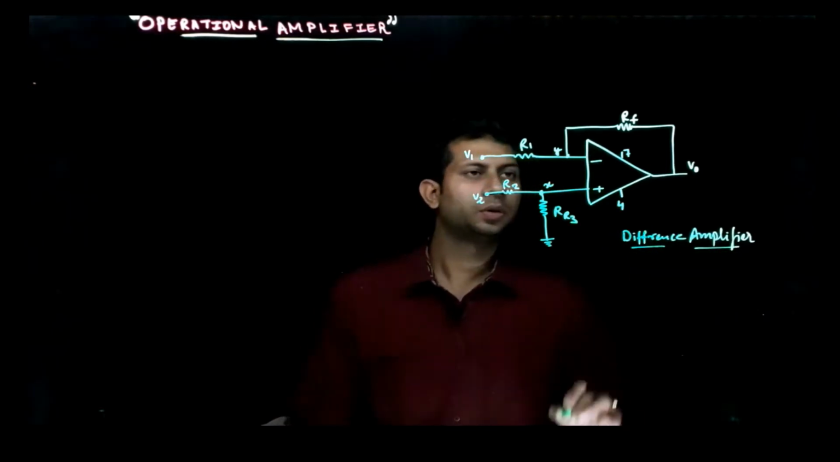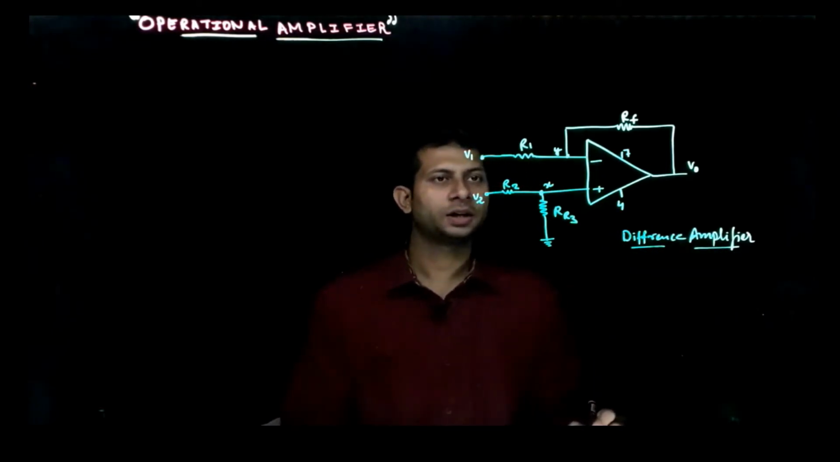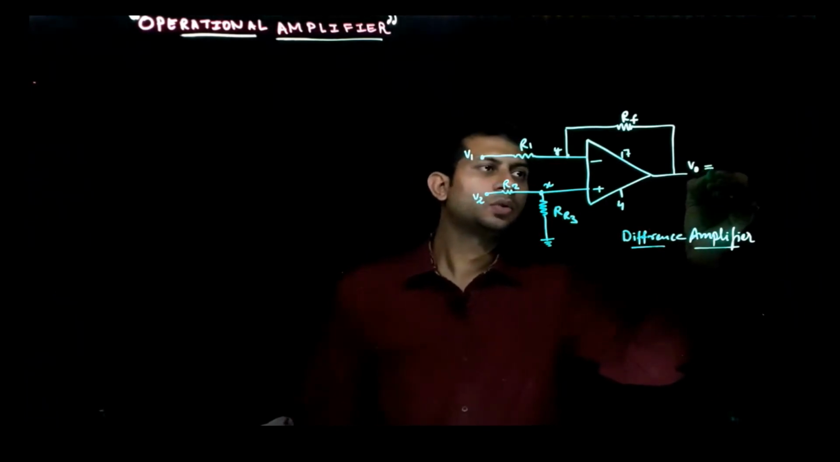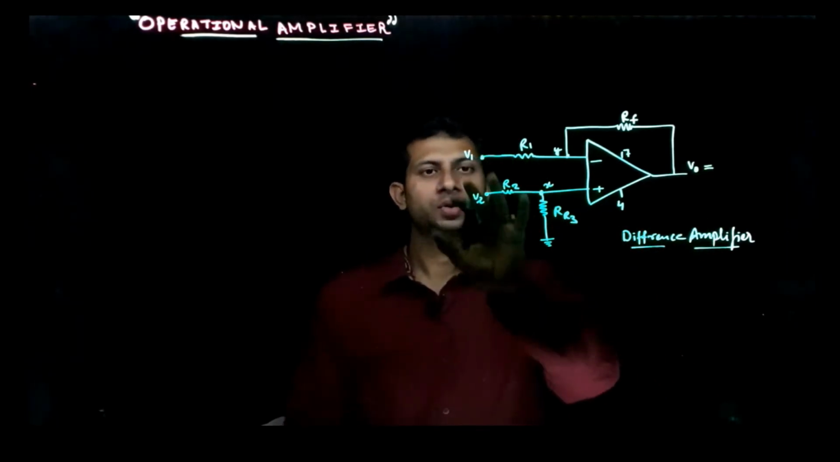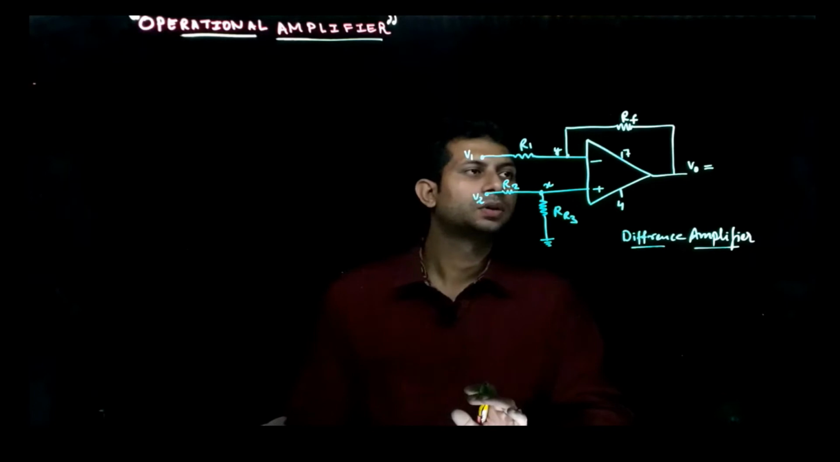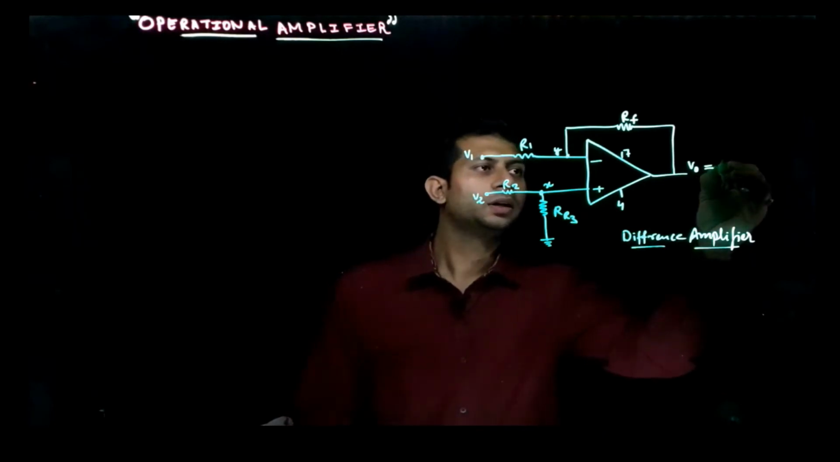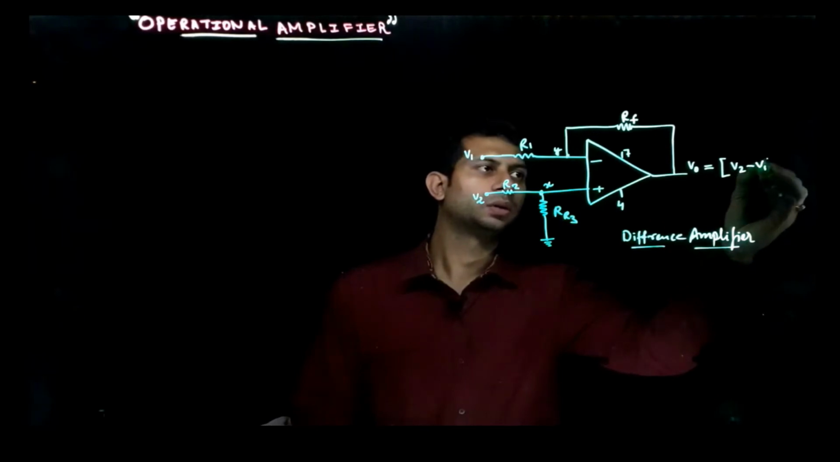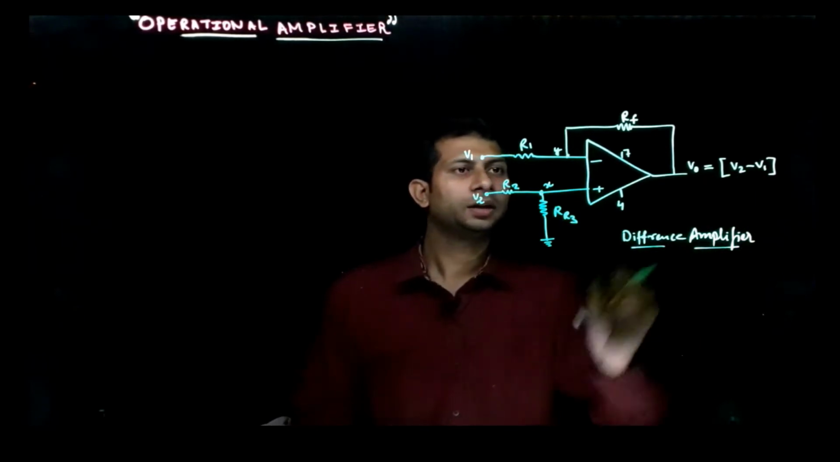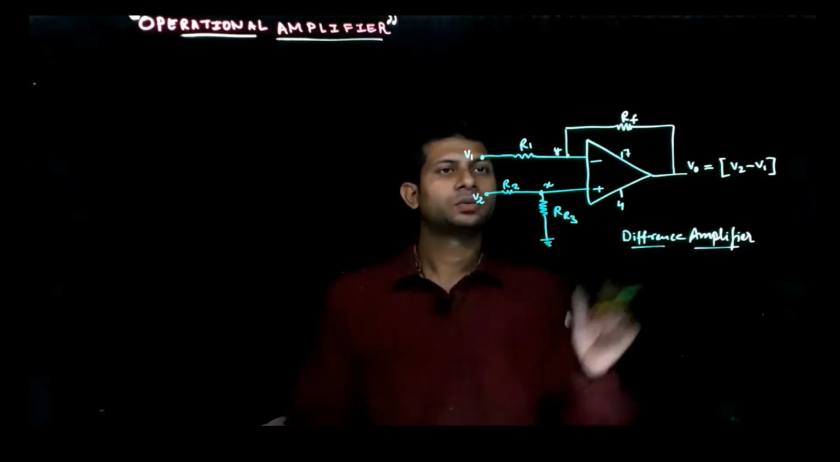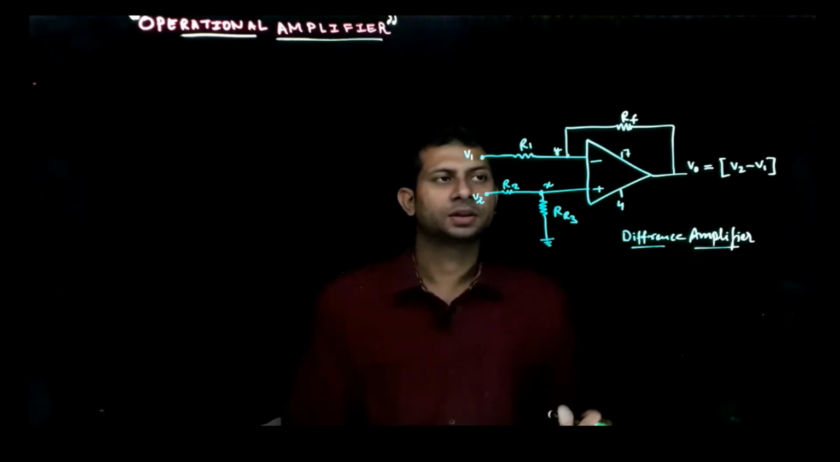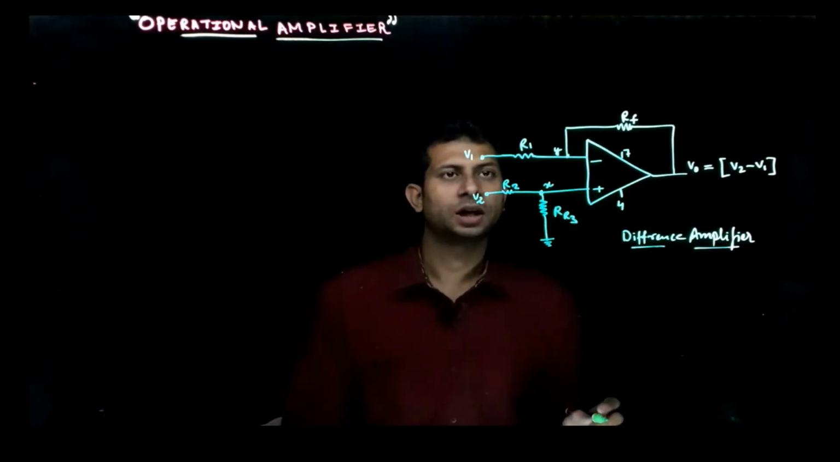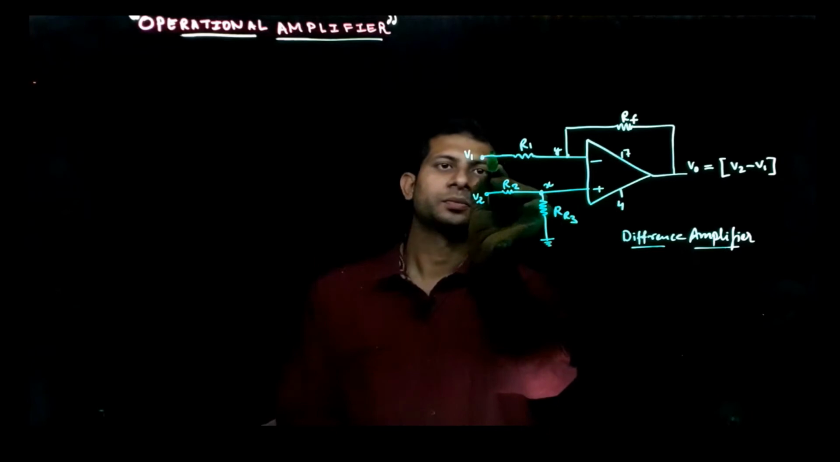What we mean by this difference amplifier is that the output of these two voltages is in subtraction, V2 minus V1, and for attaining this we have to derive the relationship. So we start with the derivation part.